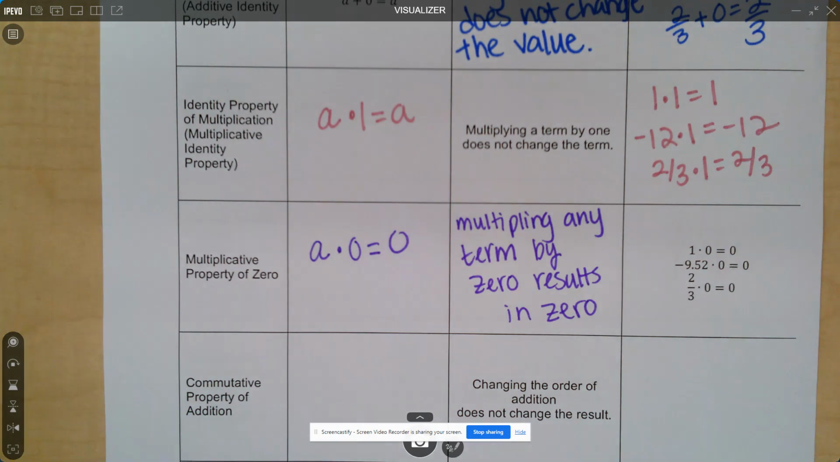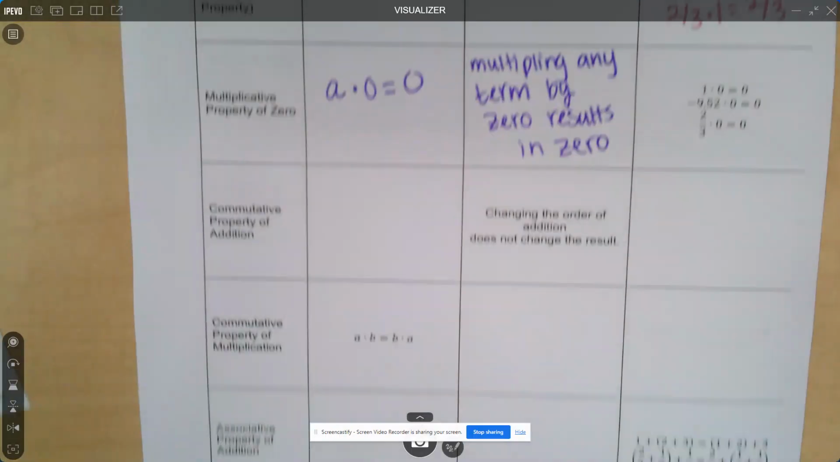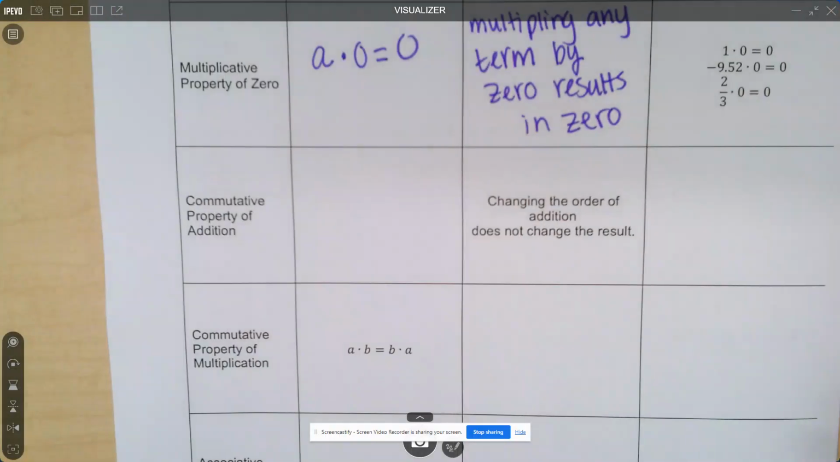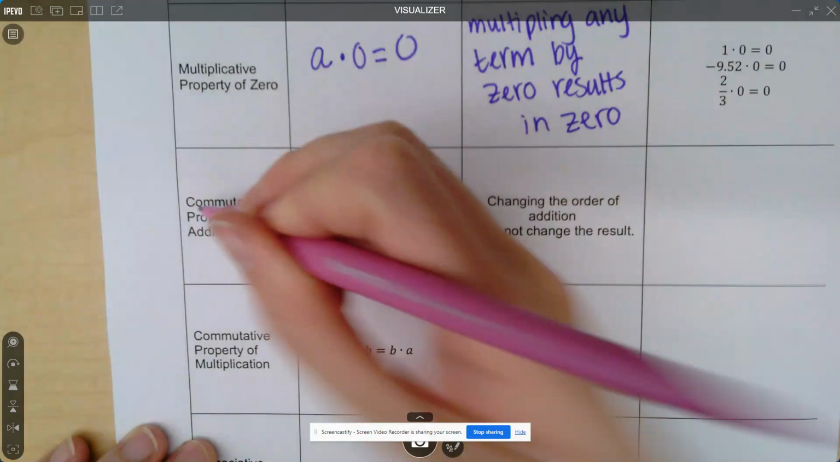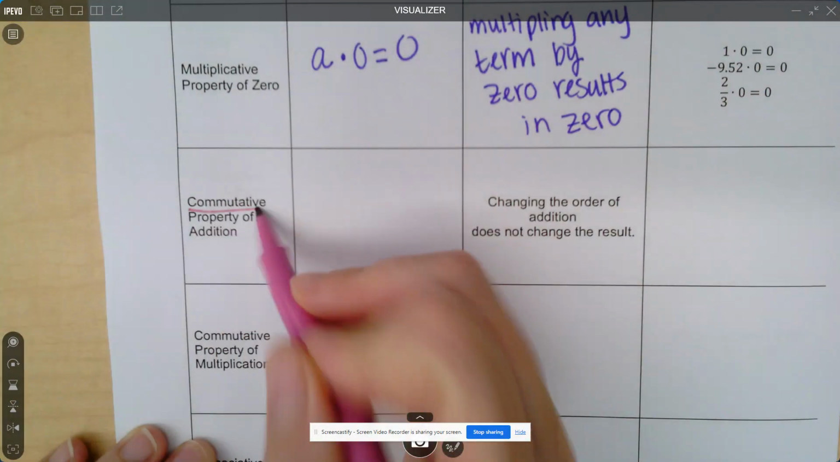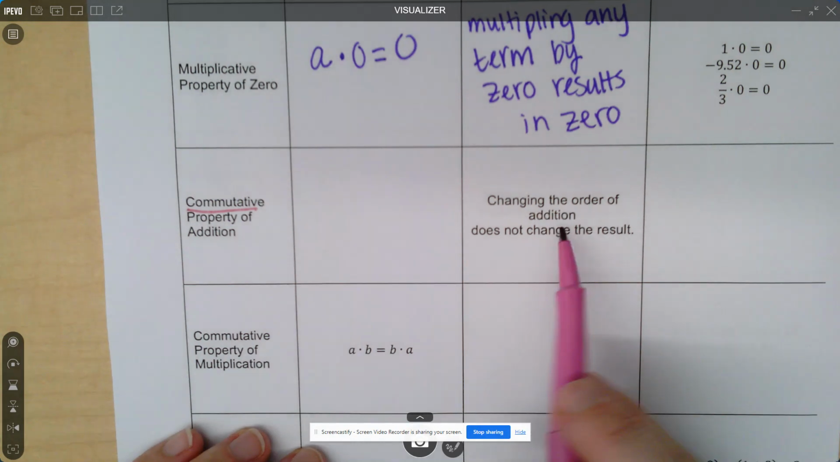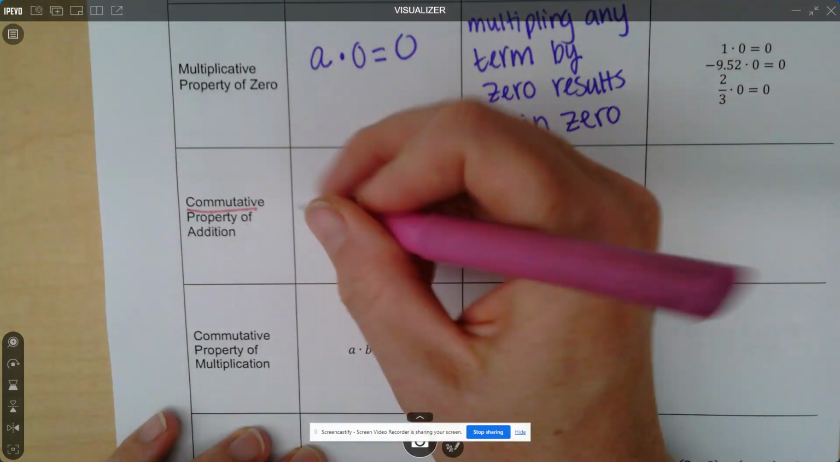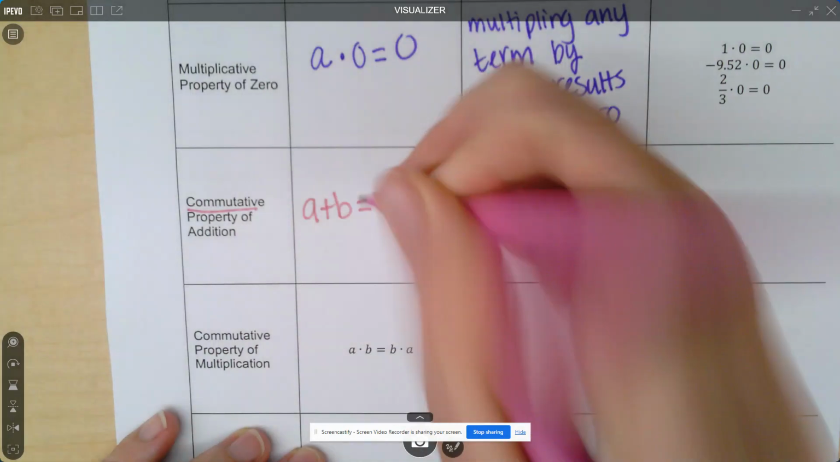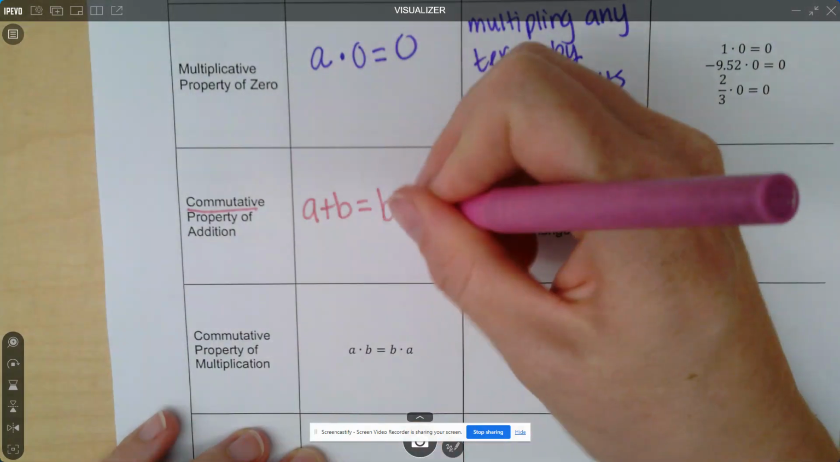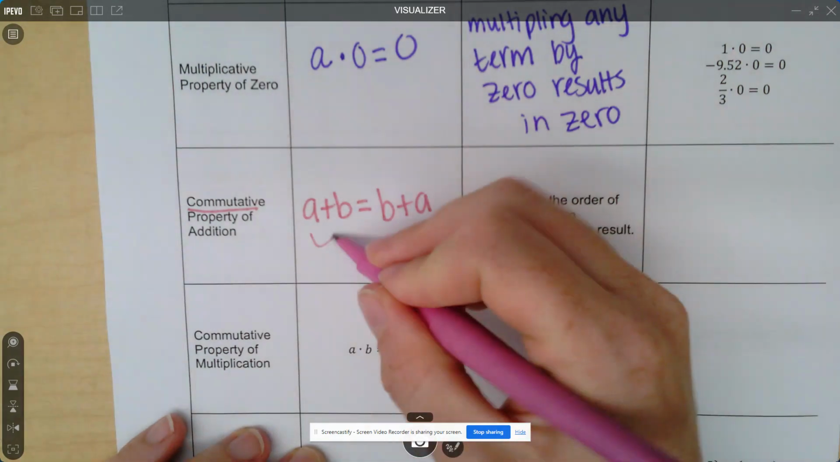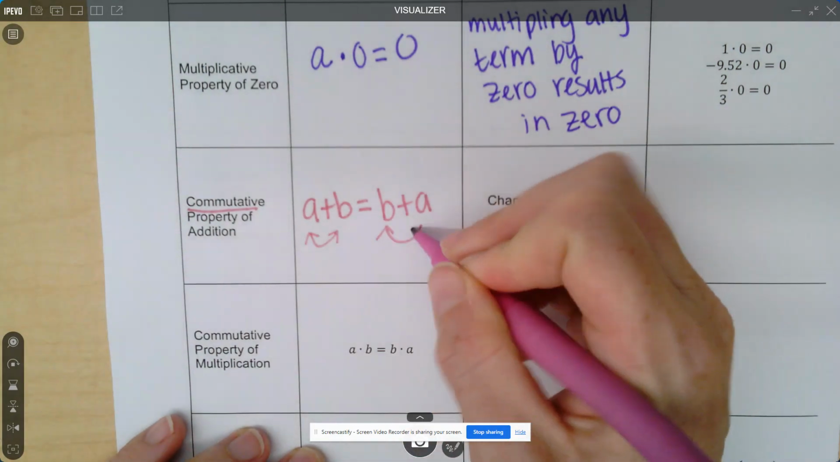The next one is the commutative property of addition. You've probably seen this before. So when we see the word commutative, I like to think of the word commute, meaning you're moving from one place to the other. I live in Carlsbad right now. I work at Earl Warren in Solana Beach, so I commute from Carlsbad to Solana Beach. I move. So the commutative property of addition, here it says changing the order of addition does not change the result. So if you had A plus B, it's adding 2 terms. That's the same thing as B plus A. So notice the numbers actually move.